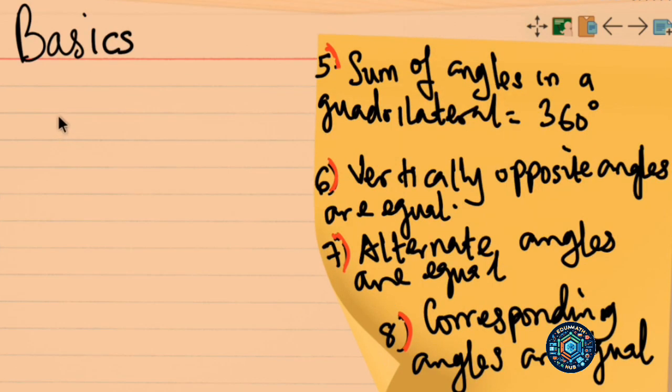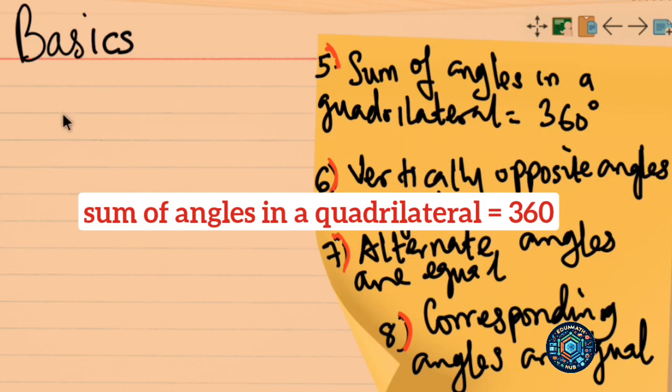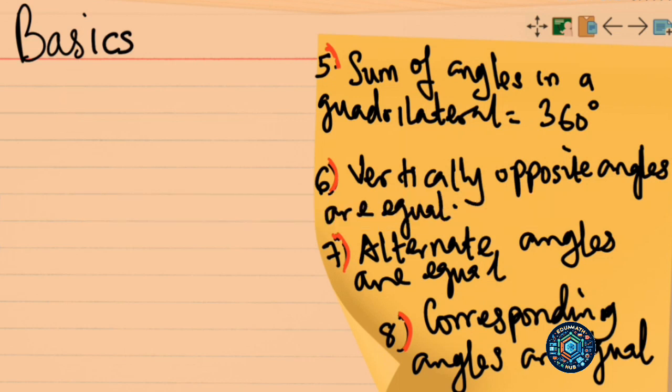Next, the sum of angles in a quadrilateral is 360 degrees. So you might ask yourself, what's a quadrilateral?